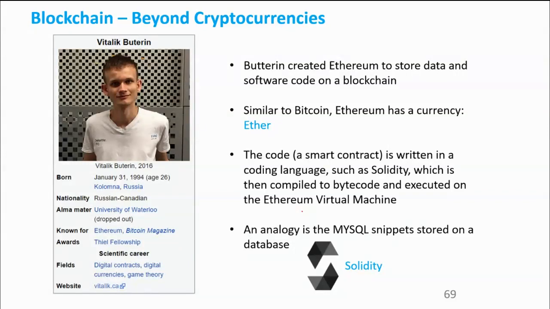Similar to Bitcoin, Ethereum has a currency that's called Ether, but there's also code. That's a smart contract that is written in a coding language, and this contract is compiled to bytecode and executed on the Ethereum virtual machine. The code can be as simple as, let's say, 10 lines of code. So these smart contracts are not complicated things. They are quite easy.